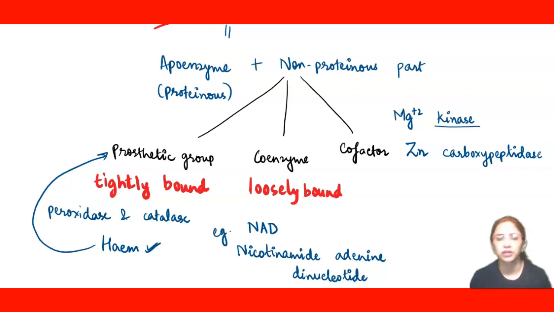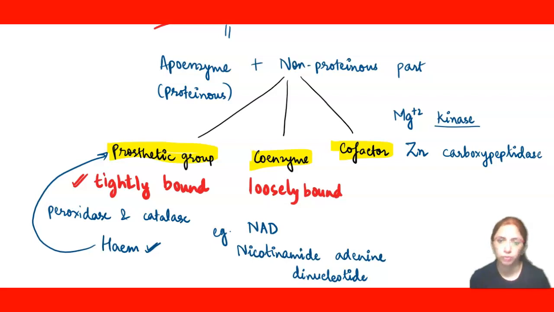Holoenzymes are not specifically proteinous in nature. They contain a protein part which is apoenzyme, and along with the protein part, non-protein part is also there. If non-protein part is not attached, holoenzyme will not be functional. So non-proteinous part could be prosthetic group, it could be coenzyme, or it could be cofactor. Now, prosthetic group is the one which is tightly bound to the apoenzyme. So example includes peroxidase and catalase enzymes in which the prosthetic group is heme. Heme is an iron containing prosthetic group.